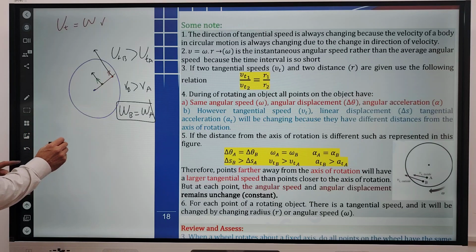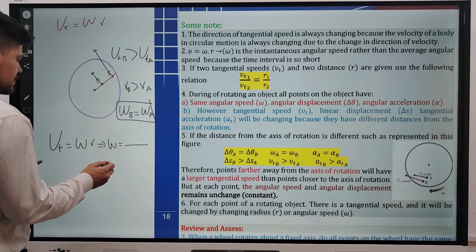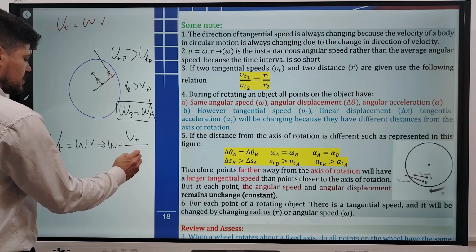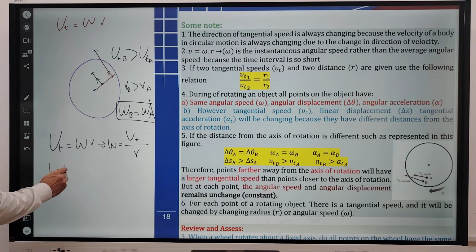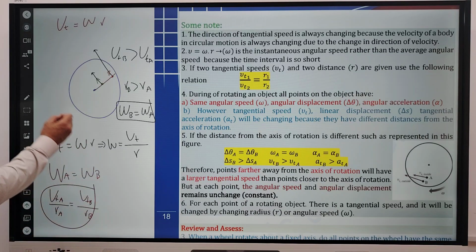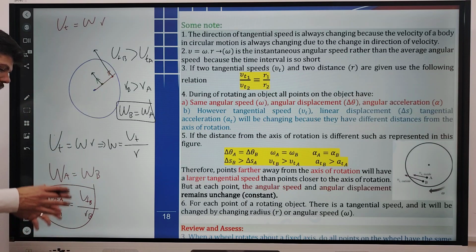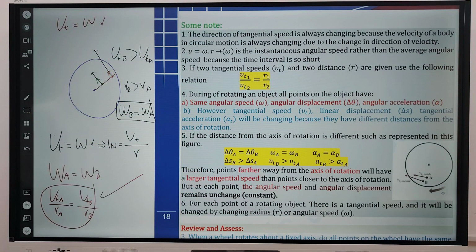Okay, so according to the equation of the tangential speed, Vt is equal to what? Is equal to omega r. And omega is equal to what? If you rearrange this equation, omega is equal to Vt over r. So in that case, because the two objects have the same omega, omega A is equal to omega B. So that is why, instead of omega, write down Vt of A over Ra is equal to Vt of B over Rb. So that is why when two tangential speeds or two distances are given in the question, you have to use this relation. Okay?